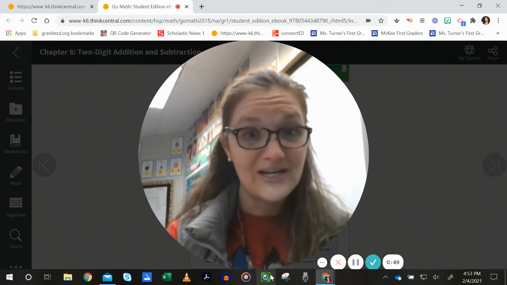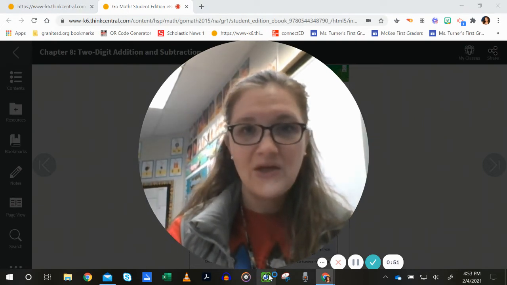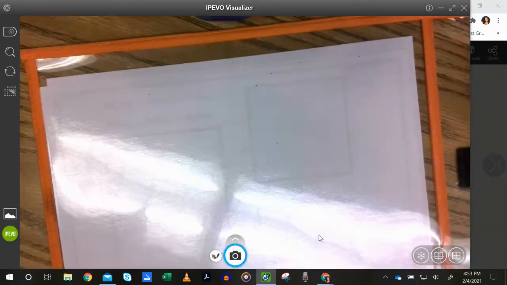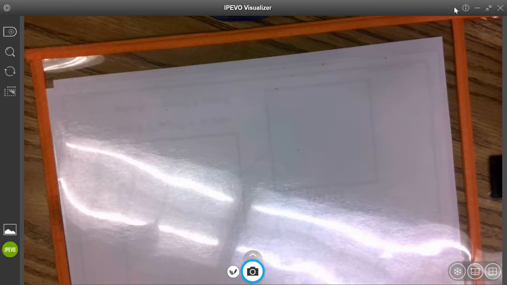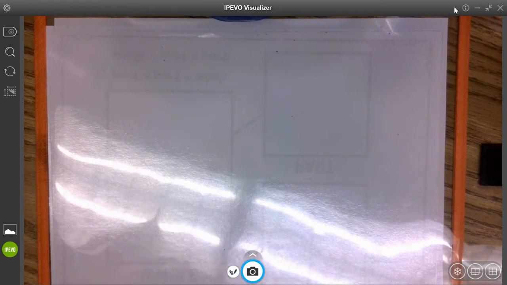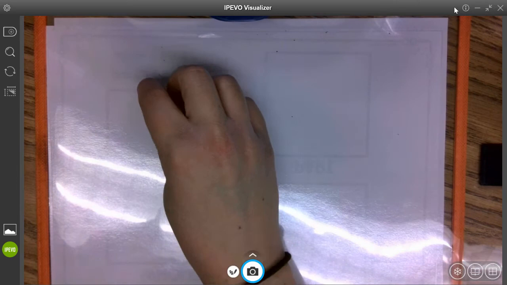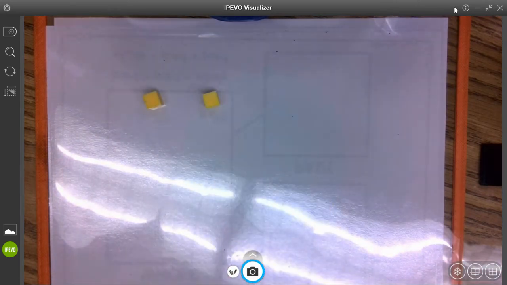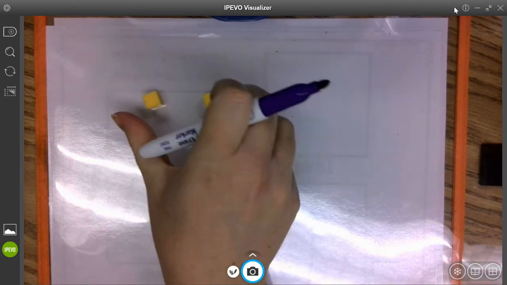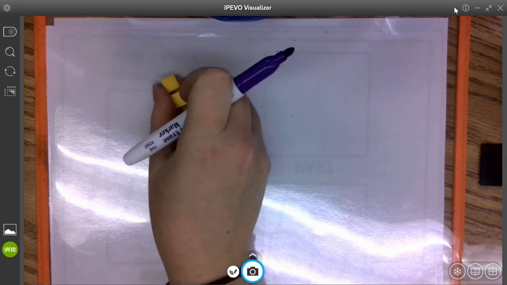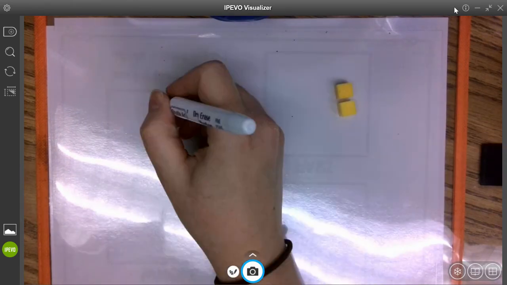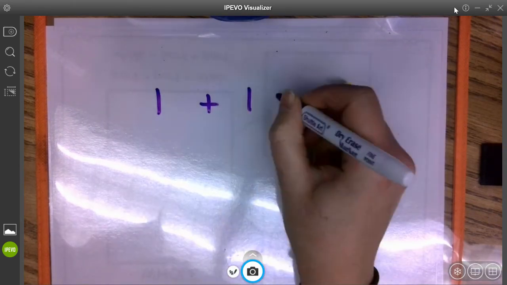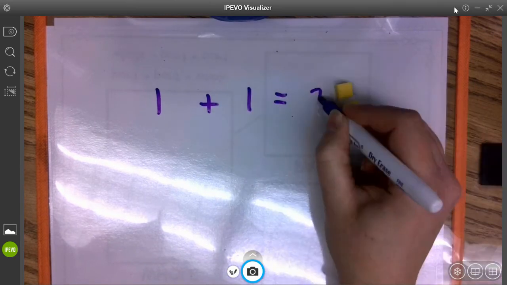Let me show you what it is we're going to do. We are going to be adding numbers. And we are going to be thinking about the same addition skills we've used before. If I have 1 plus 1 and I put them together, it becomes a group of 2. 1 plus 1 equals 2.